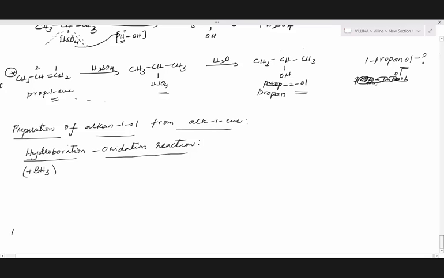From the name itself, two things should be obvious. Hydroboration means we are adding hydrogen and borane. Mostly they go with diborane, but writing the regular BH3 will also satisfy our reaction. So we will be adding borane, and then the oxidation part. How can we perform this oxidation? This is step 1 and this is step 2. Step by step we will see in the next step.